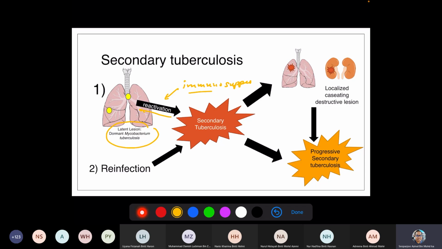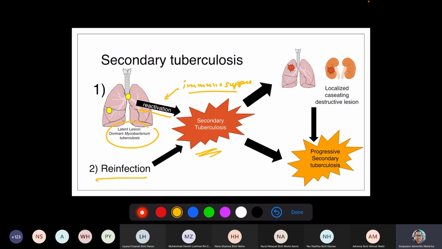So this is where the body's immune system becomes weakened and the mycobacterium will be revived again and become strong again, causing a lot of damage to the lungs in this patient. Or the patient may have already healed completely from pulmonary tuberculosis, but is then reinfected by another strain, or sometimes the same type, of pulmonary tuberculosis, and becomes reinfected again, and this is what we call secondary tuberculosis.